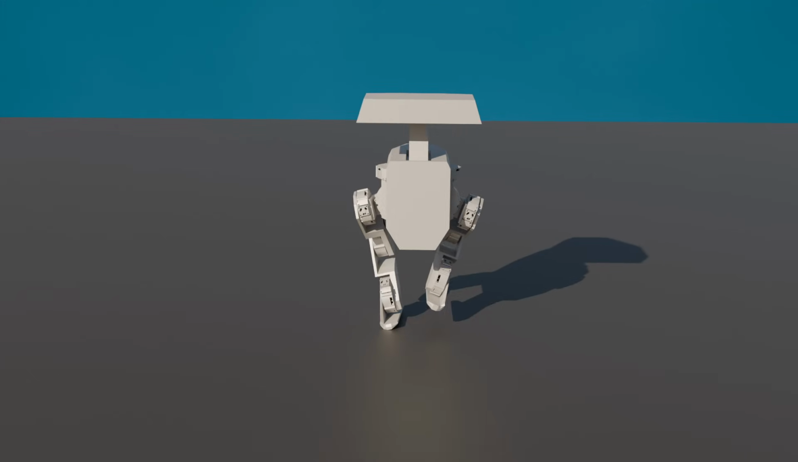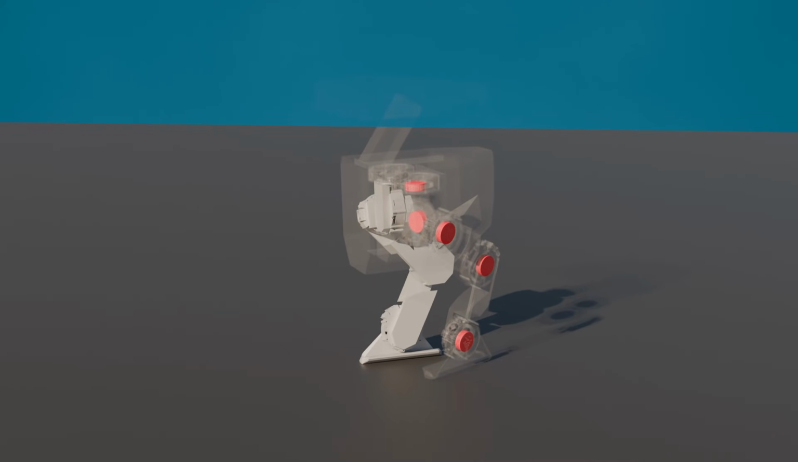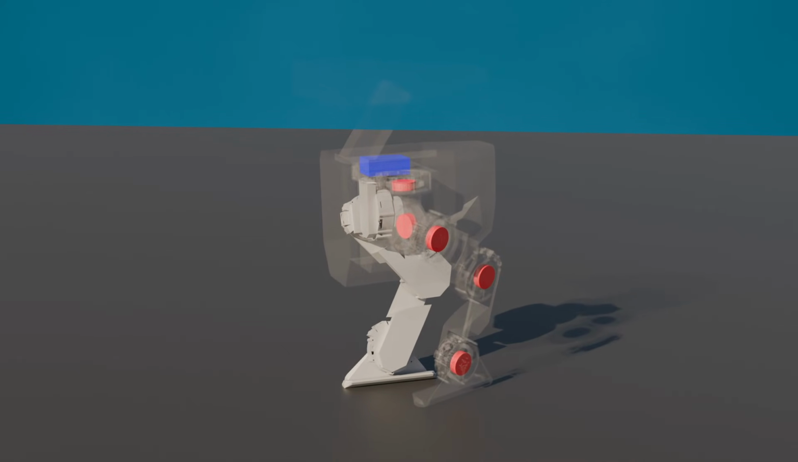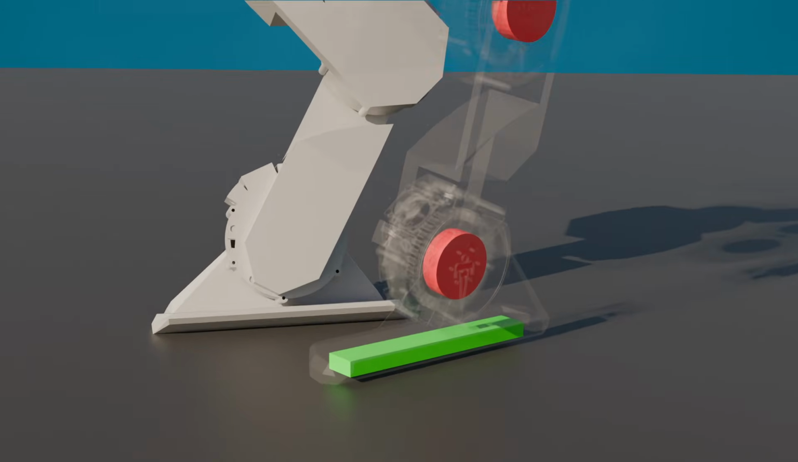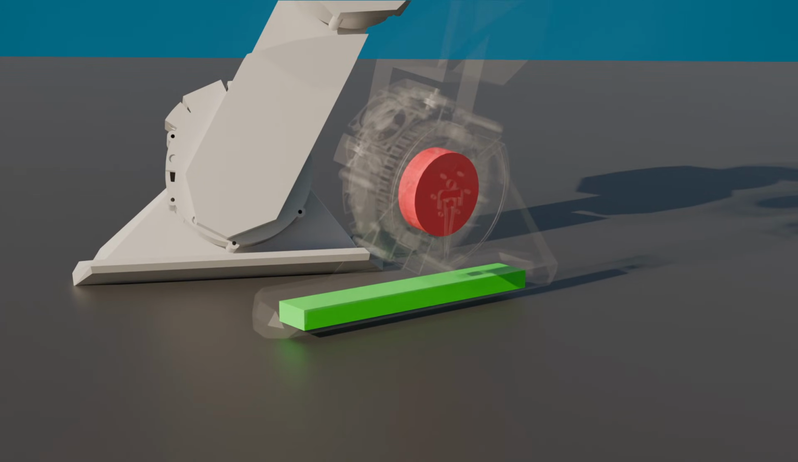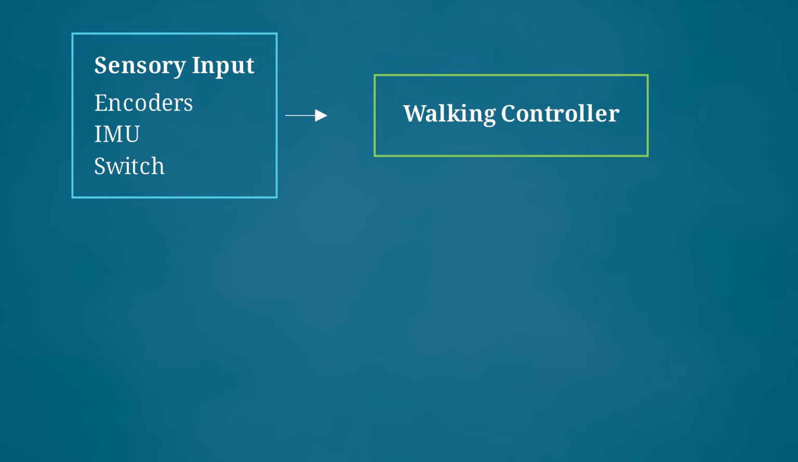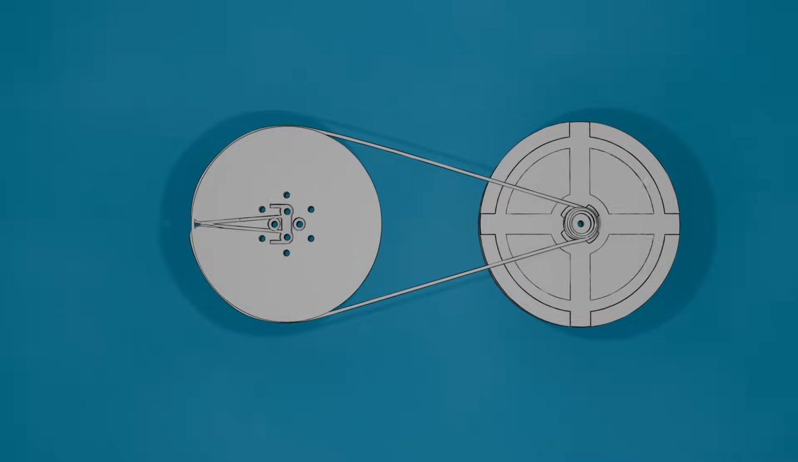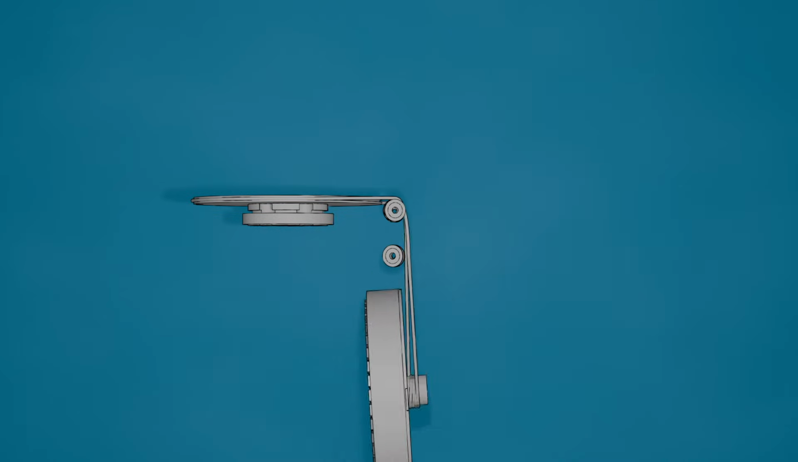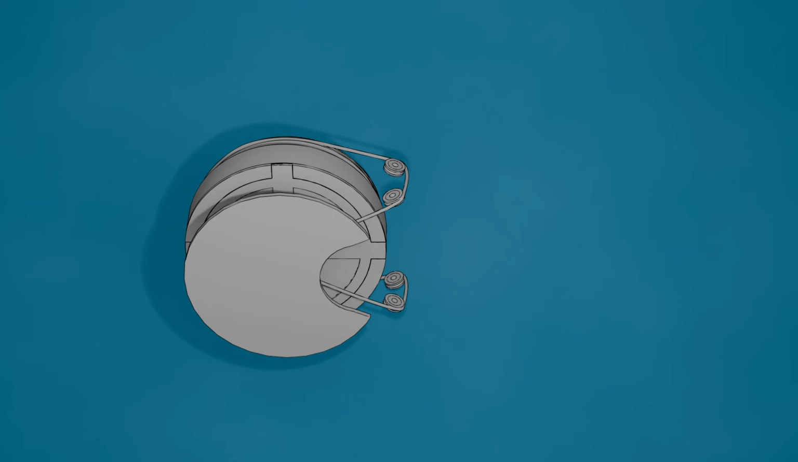The robot I'm trying to build has an encoder in each joint so it knows where the limbs are. It also has an IMU in the torso, which allows it to know its orientation and acceleration. And now we also have a switch in each foot to detect if it's in contact with the ground or not. This is all the sensory input that is given to our controller. The controller then outputs a velocity for each joint to follow. And at each joint there's an actuator. For those new to the channel, I've started developing my own actuators with custom motor drivers.